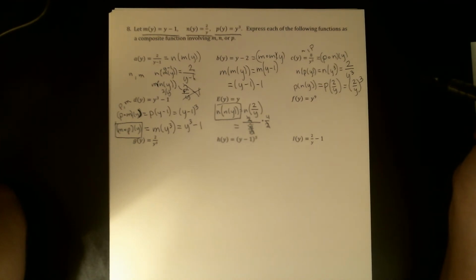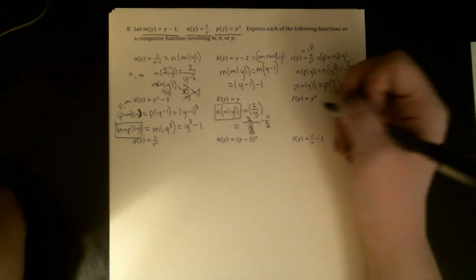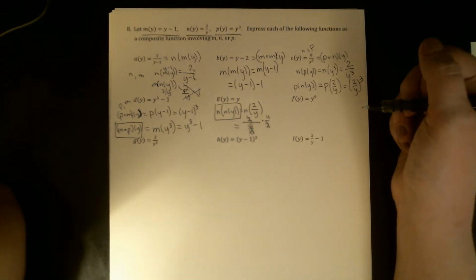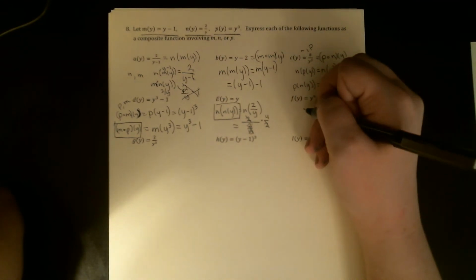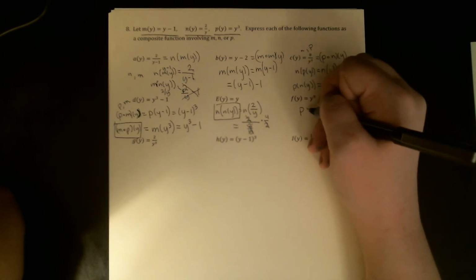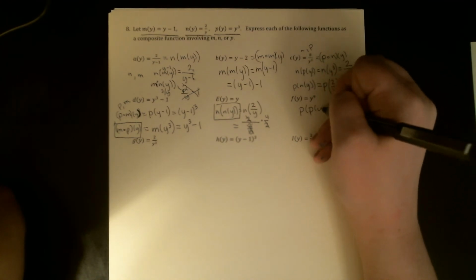Okay, we're getting close because we're going to start running into some that I think we've already figured out. F of y equals y to the 9th. I don't think we figured that one out. We have a cube function. We're trying to get a 9th power. So I'm thinking that if we just cube the cube function, we'll be in pretty good shape, which means p of p of y.